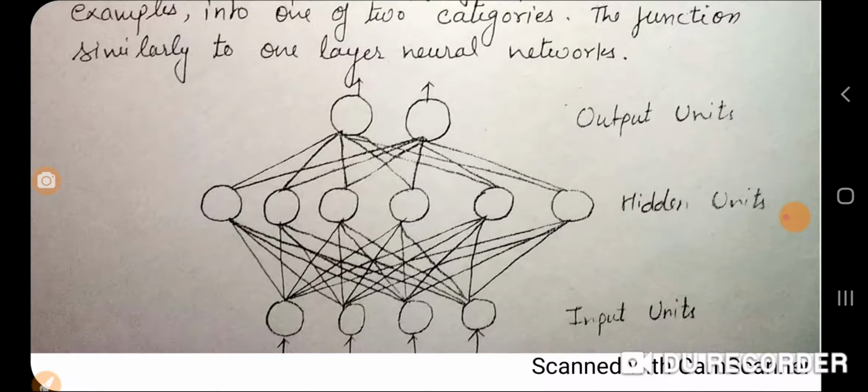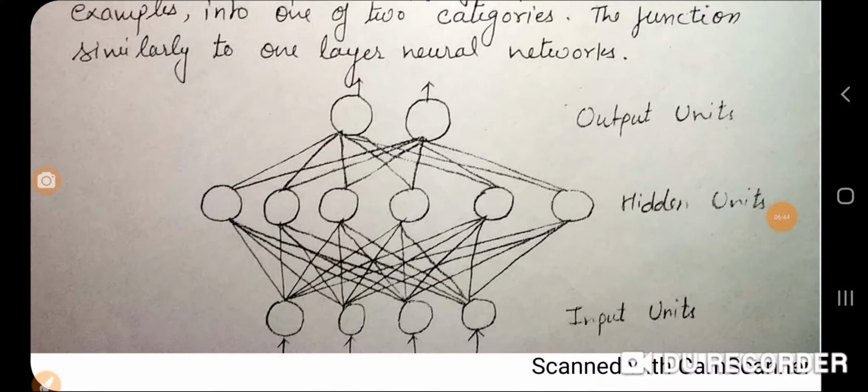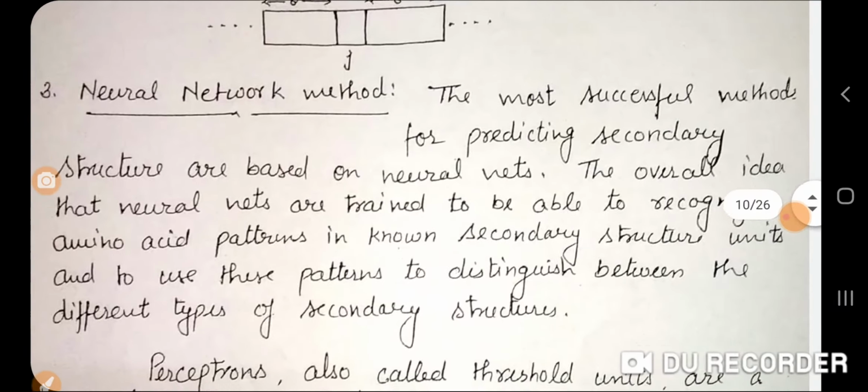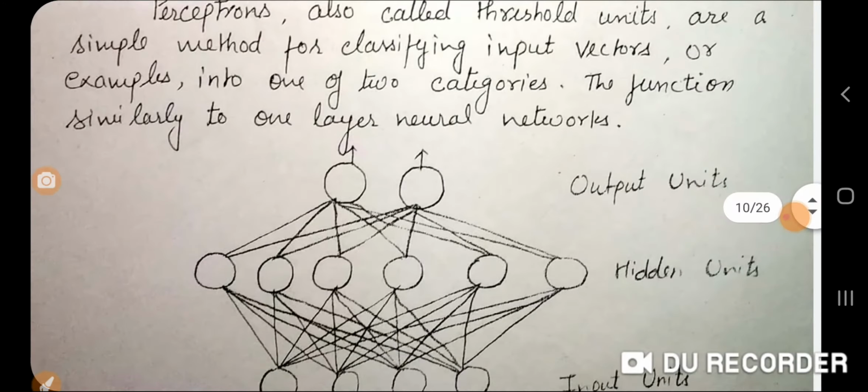You can see how compact the network is, it checks each and everything with all the data available. So the output of this algorithm is very reliable, because it takes lots of computational power and lots of statistical data. On the basis of that, it returns the output of the program. It is the most successful method for predicting secondary structure, based on neural nets. You can see here it is a net.